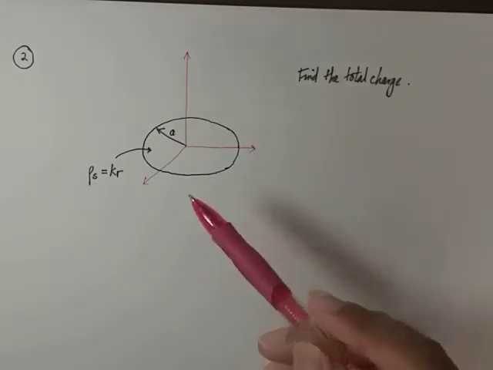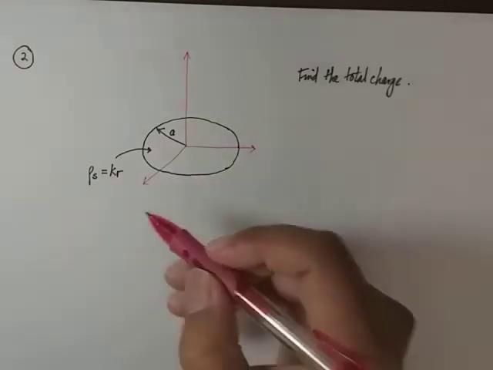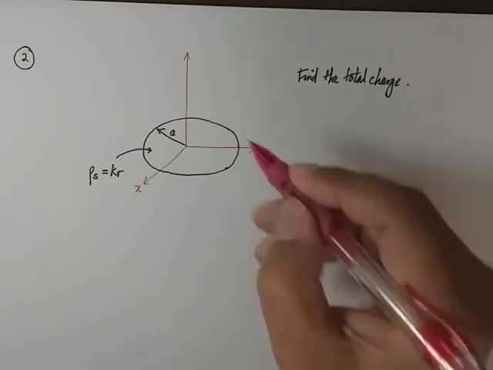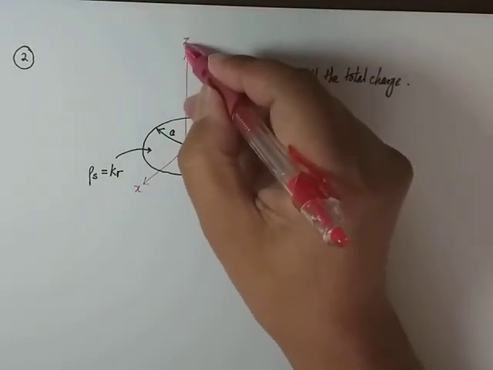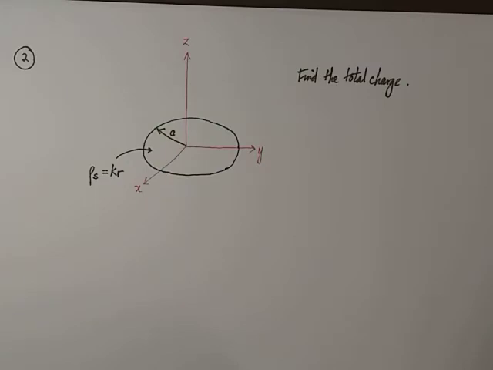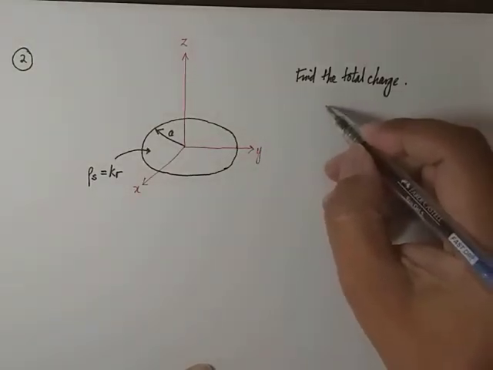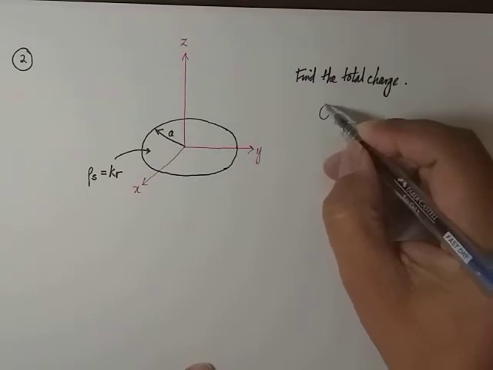By making sure that this is located on the XY plane and the axis of the disc is coinciding with the Z-axis. Okay, hopefully after this everything will be easier. So how do we find the total charge? What symbol do we give to our total charge? The symbol we give to our total charge is Q.